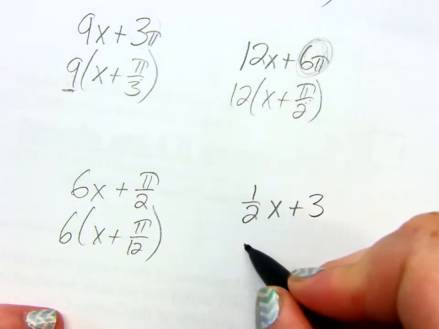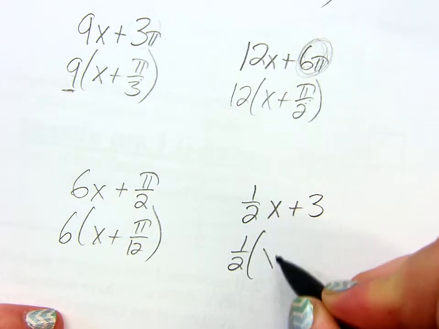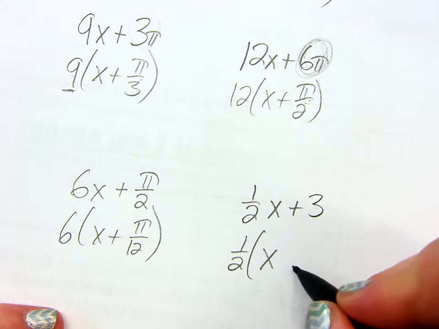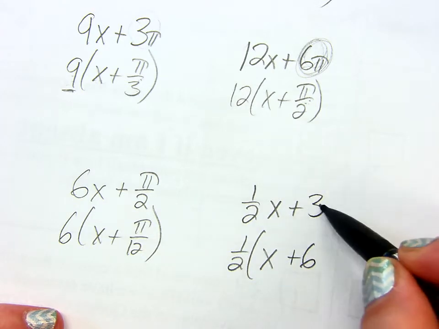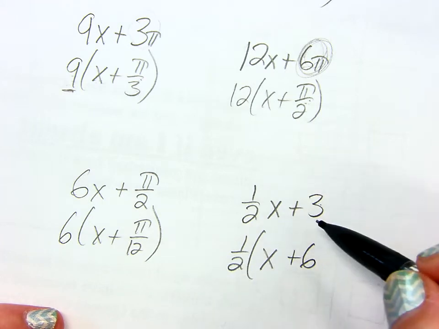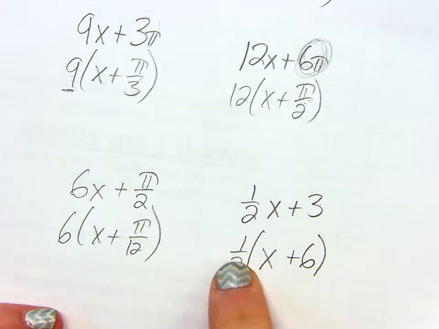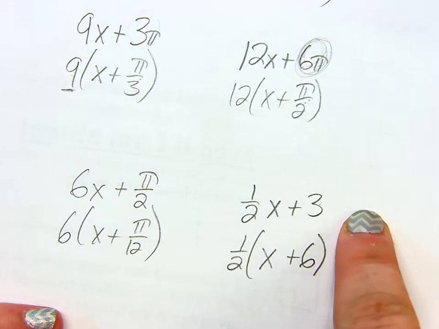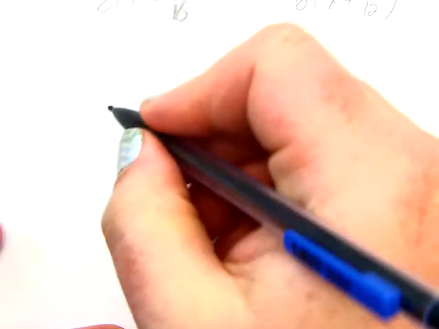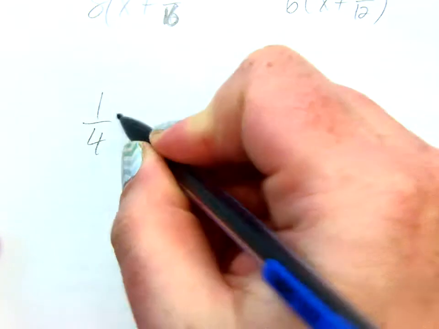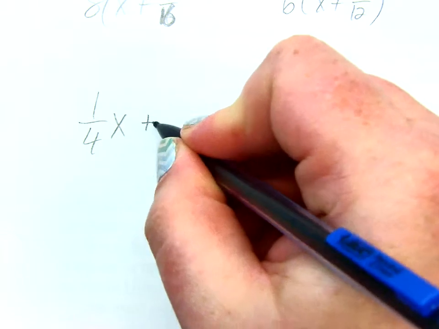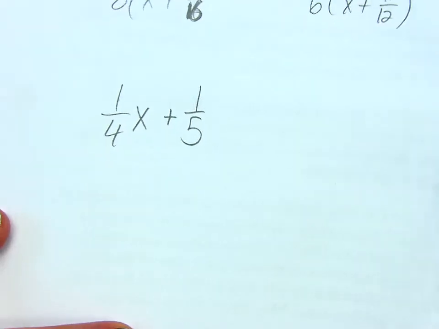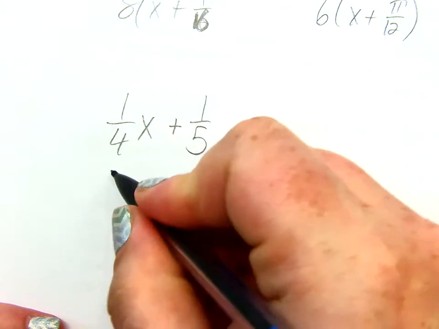So if I force factor out a 1/2, I'd have x, and then what? It'd be what? Plus 6, right? Because 3 divided by a 1/2 is really 3 times 2, right? And if you just quickly distribute the 1/2 back in, don't you get right back here? So let's try another one with a fraction. Say you had 1/4 x plus 1/5. And I asked you to force factor out a 1/4.